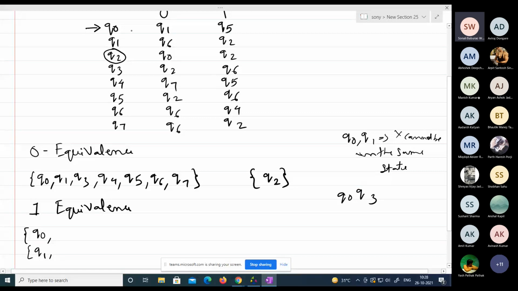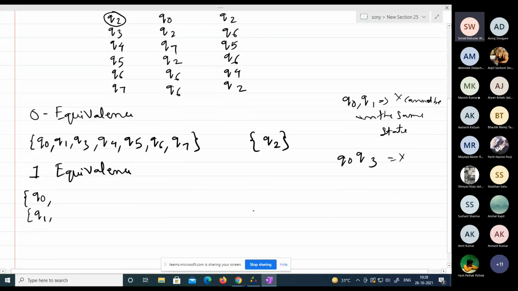Yes, guys, are they giving the same values? No, ma'am, they are not giving the same values. That's why they cannot be placed in the same group. It means we have to make another group for Q3. So Q0, Q1 and Q3 do not belong to the same group. They have to be placed in different groups.